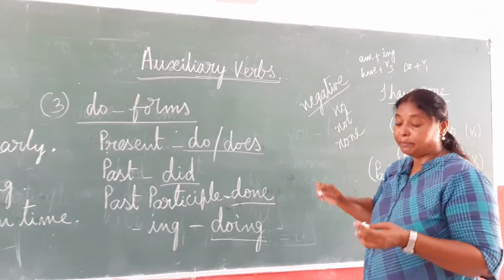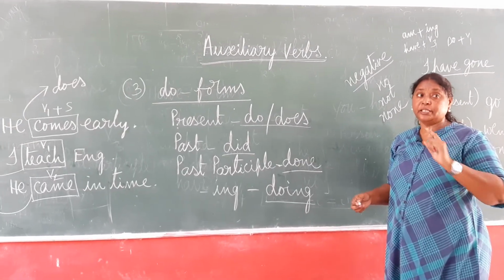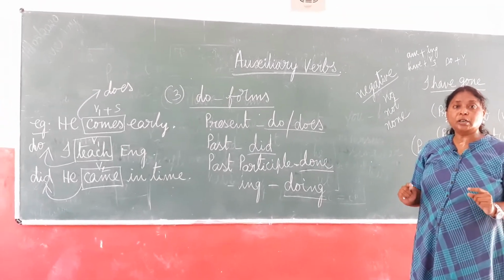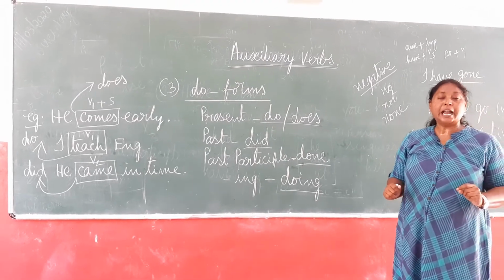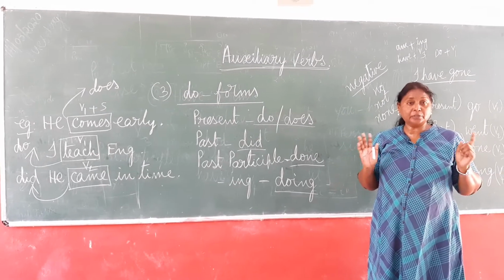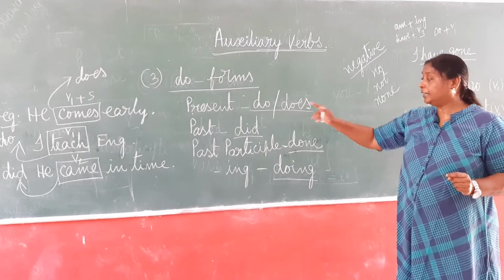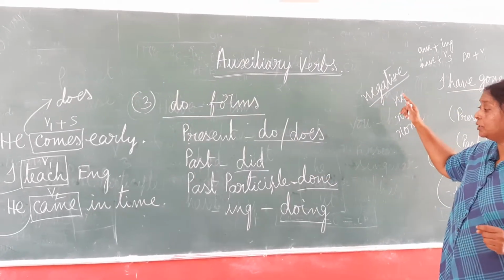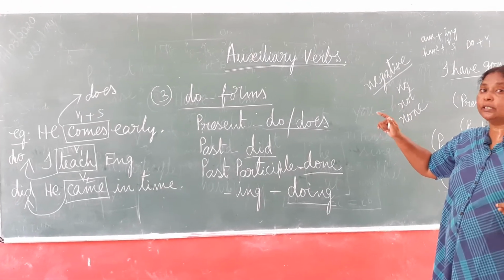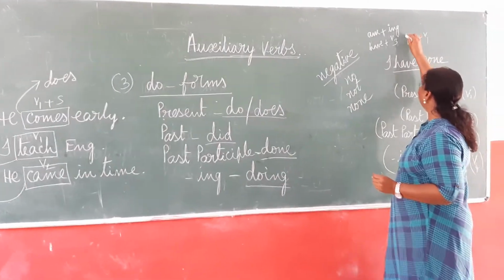Especially, people make mistakes about the past. Please focus on this point. People say, I did not came, madam. I did not wrote, madam. I did not brought, madam. I did not ate. All four sentences I told are wrong grammatically because they are using did and they are using V2 again. You please remember, when you use did, the do forms are followed by V1 only.